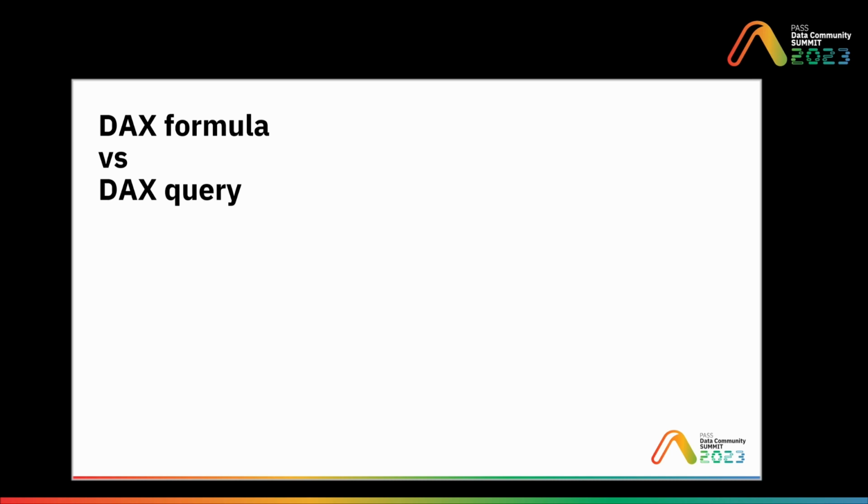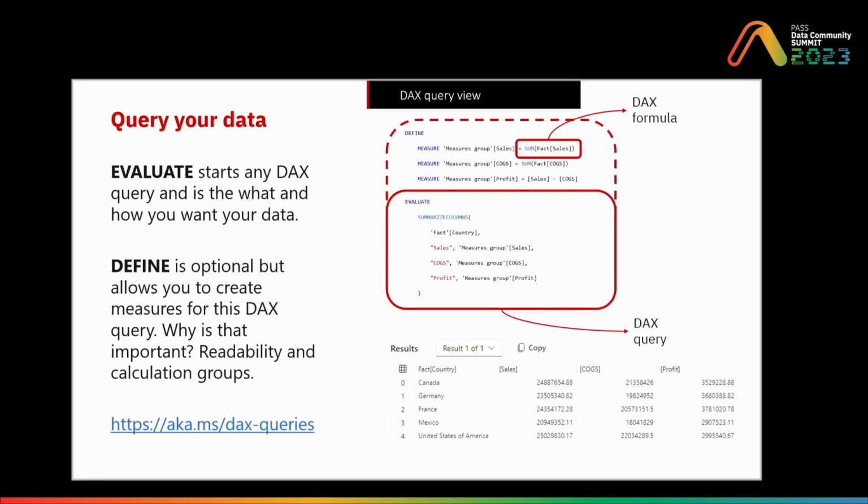Now, a DAX query is very similar to almost like a SQL query, where you do select star from a table. It's going to give you a table of values. You can include DAX formulas in the DAX query. We can define them for local use in that DAX query in the define block, which is optional. And I'll get into that here.